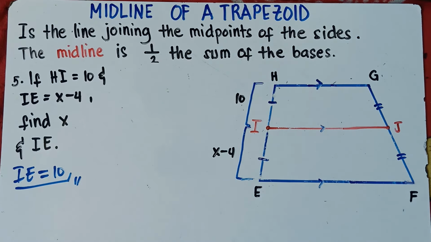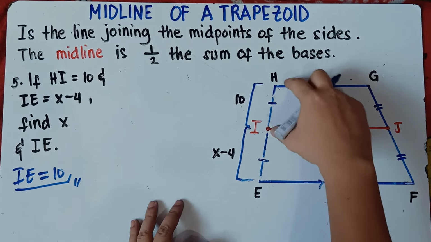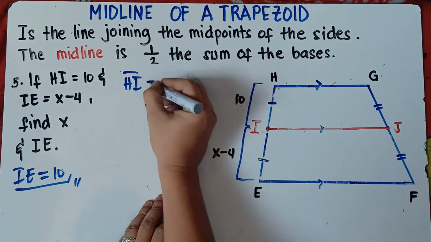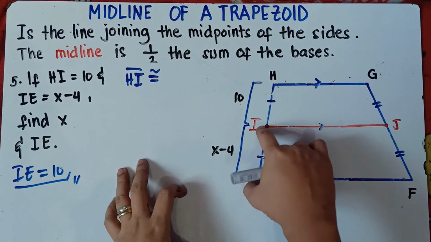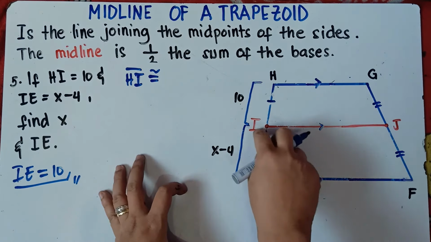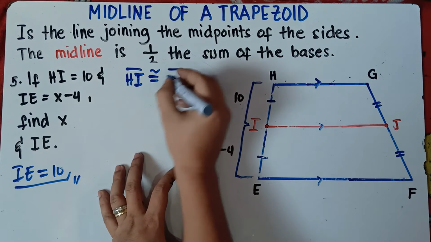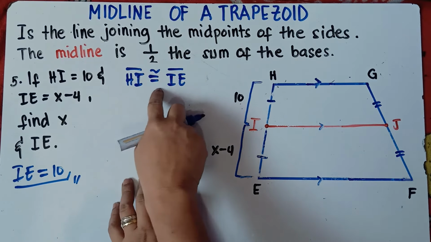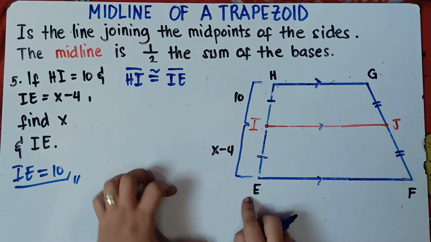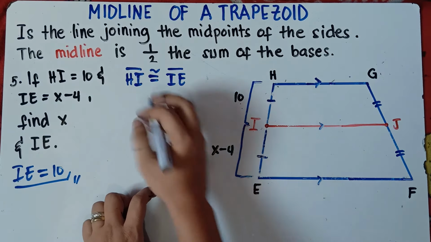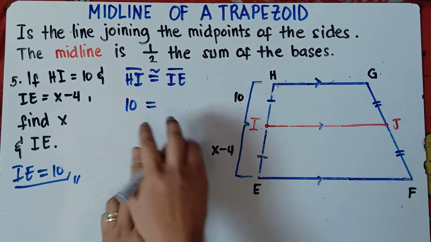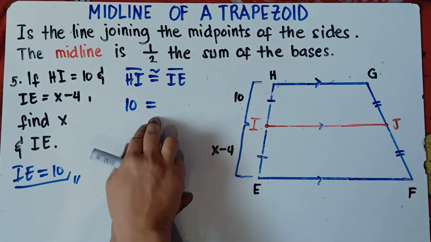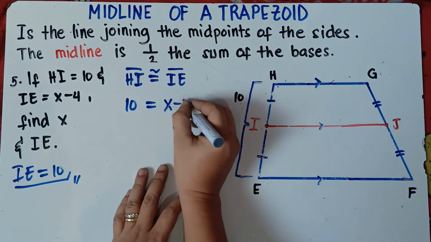But if you want the solution, this will be the solution, class. So once again, line segment HI is congruent to line segment IE, and our HI is 10. If they are congruent, therefore we can equate this one. We can say that 10 equals this one, x minus 4.